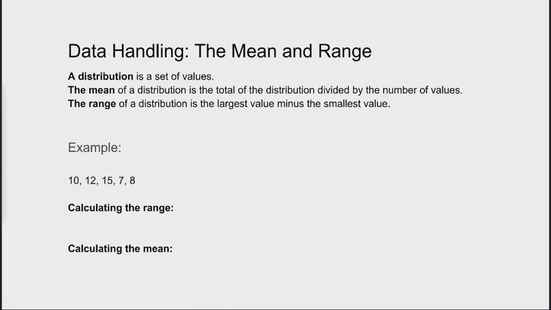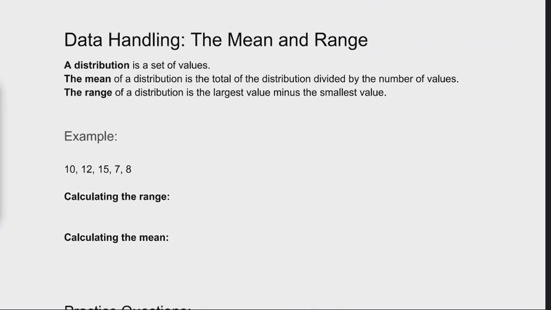And then the mean of a distribution is going to be the total value of the distribution divided by the number of values that we have. So we want to add everything up and divide it by the number of things that we have. And that is a way to calculate kind of the average value of that distribution. And then we have a range, which is just the largest value in the distribution minus the smallest value.